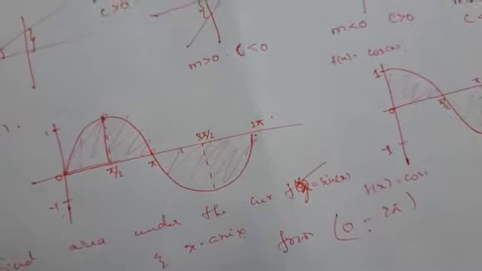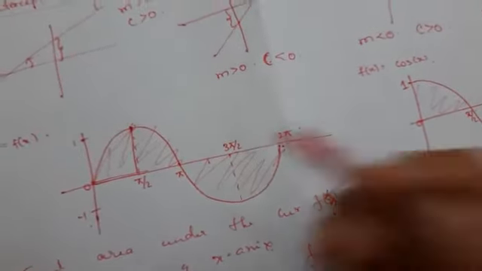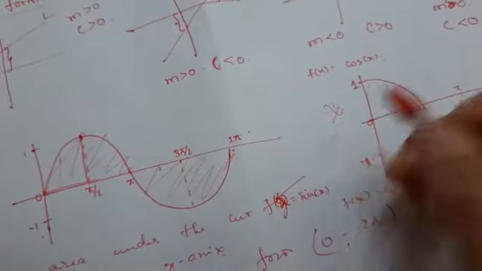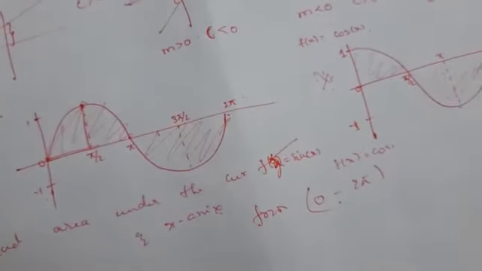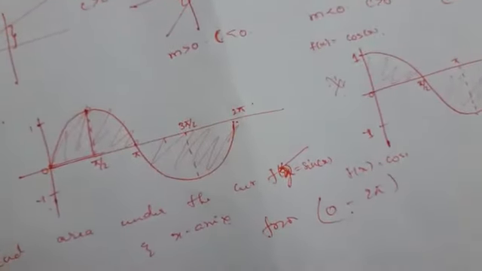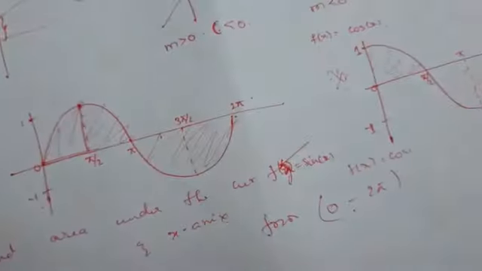Similarly, we should know other trigonometric functions also, but importantly we should know the sine function as well as the cosine function graph, and how we are going to find the area under these graphs or area under these curves.